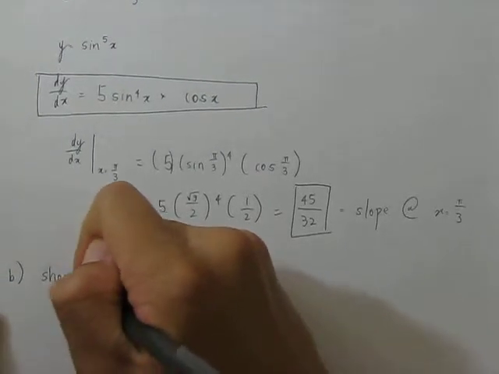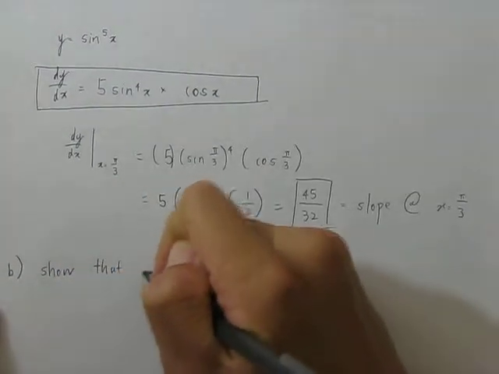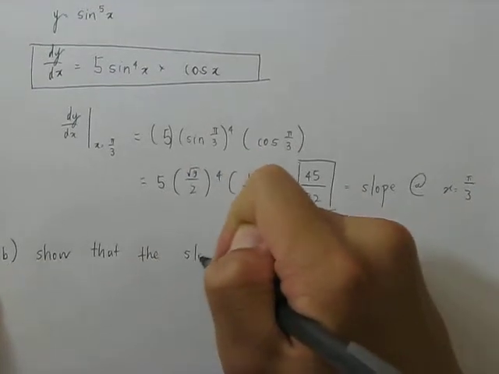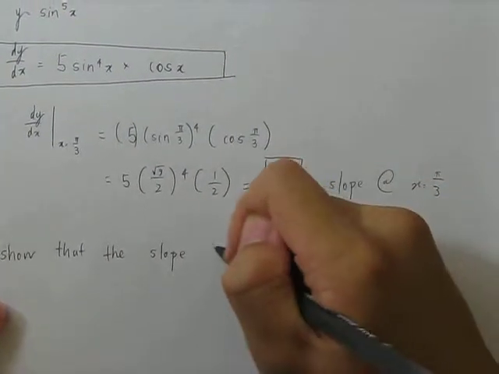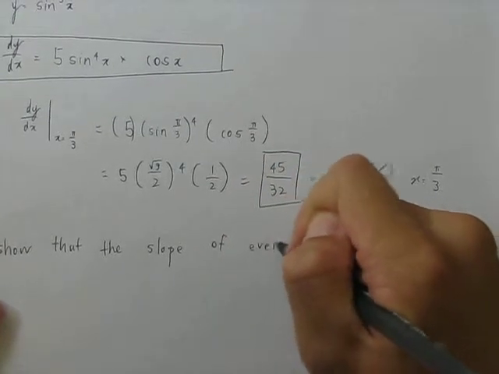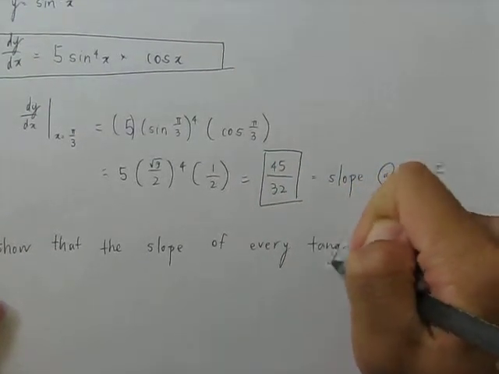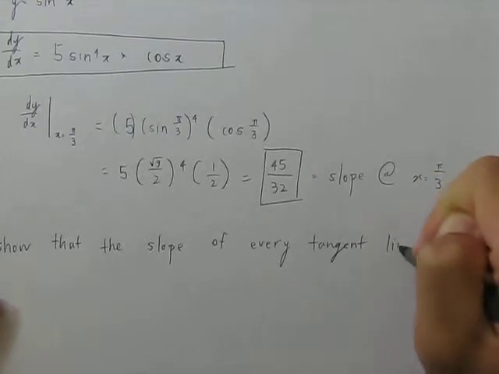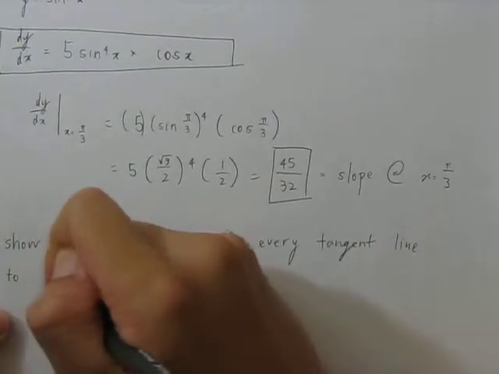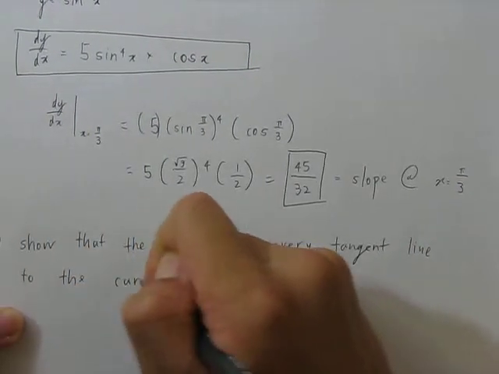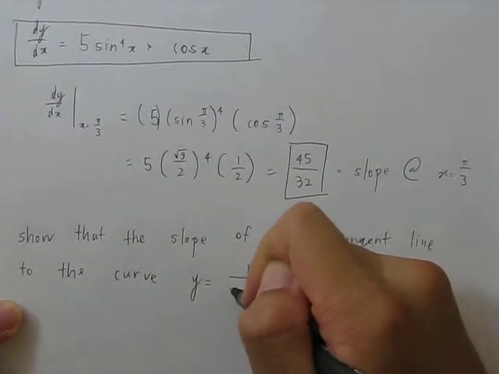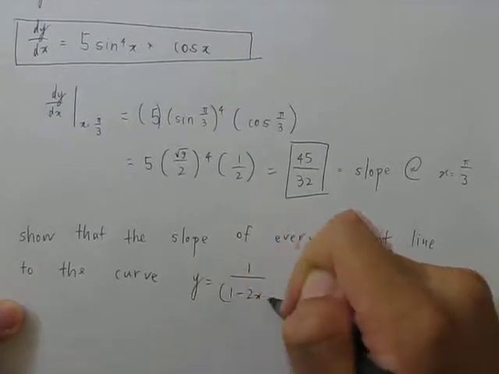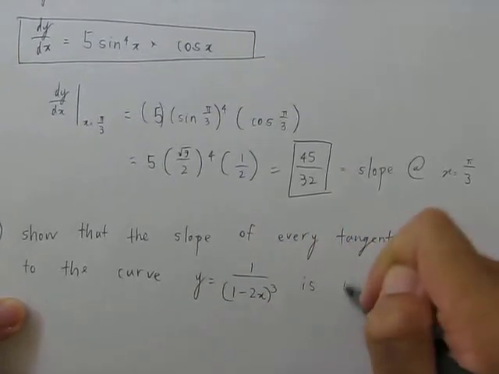So part B now asks us to show that the slope of every tangent line to the curve y equals 1 over (1 minus 2x), all of that cubed, is positive.